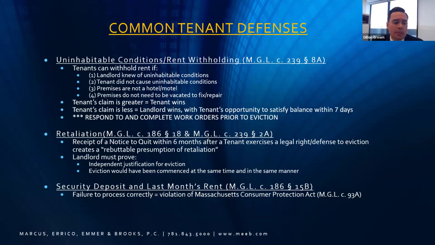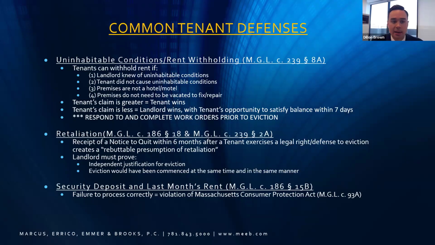The second most common defense tenants raise has to do with retaliation. There's a statute again in Massachusetts. There's two of them actually. So this is pretty prevalent for tenants to raise. So it's 186 section 18 and 239 section 2A.